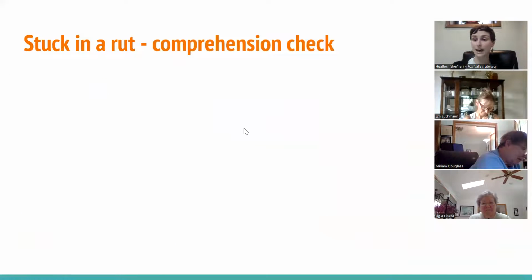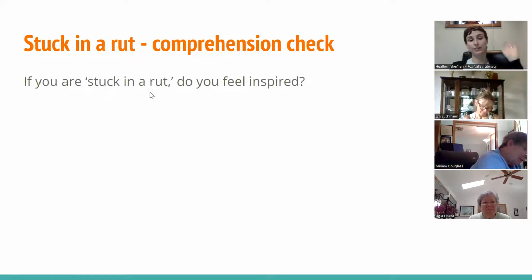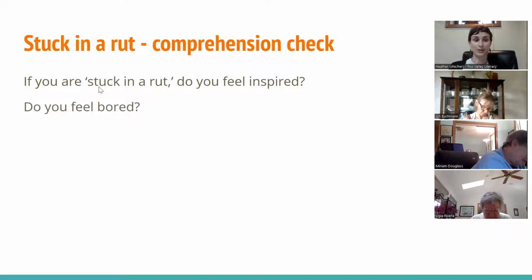And then have a comprehension check. So if you're stuck in a rut, do you feel inspired? And make sure that your student knows inspired, right? You might need to choose a different word. Make sure that they will understand the vocabulary that you're using in your comprehension check. And notice that if you're stuck in a rut, do you feel inspired is a yes or no question. You want your comprehension check to be very simple, and yes or no questions are best. And so your student, ideally, if they learned what it means, they'll say no.